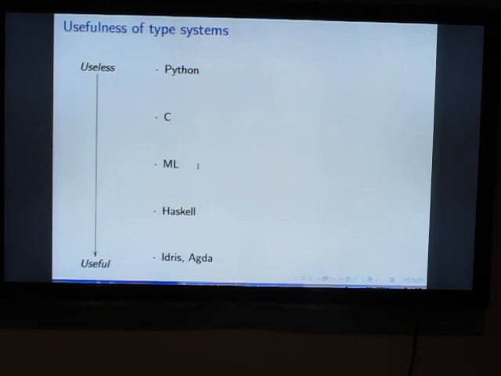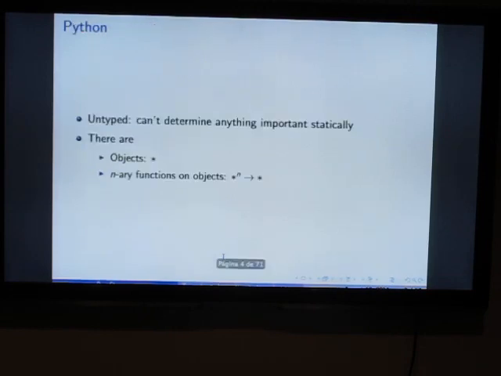Haskell. So I'm going to claim that there's actually kind of a big jump between these two languages, and that's going to have to do with the typed effects that Haskell has. And then finally, Idris and Agda, which are two languages that have dependent types, and so their type systems are even more useful. All right, so Python.